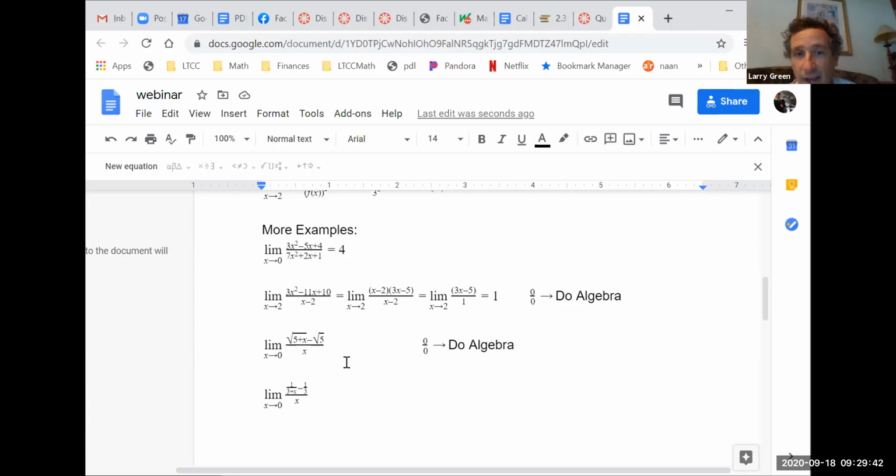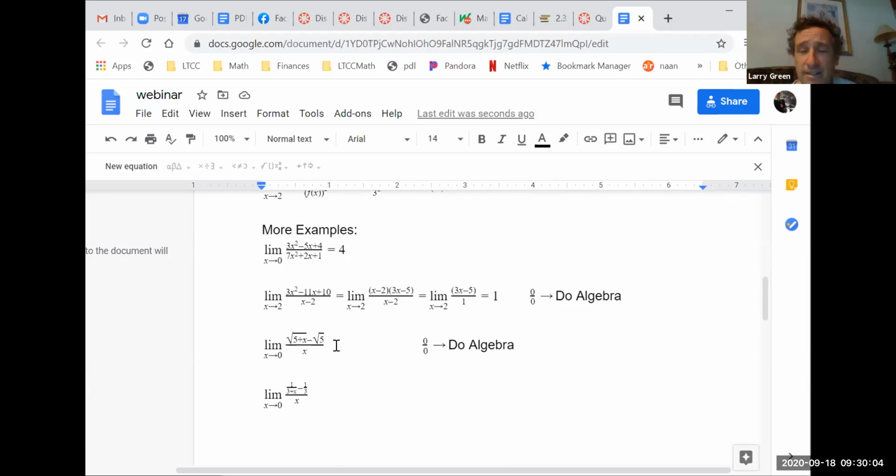Any questions on that? Right, if you plug in x equals 0, you get root 5 minus root 5. That's certainly 0. And the denominator, if I plug in 0, it's certainly 0. So that's 0 over 0 again. 0 over 0 is bad. It means we've got to do algebra. Any questions on that? Okay, so now we've got to think about some algebra we've got to do.